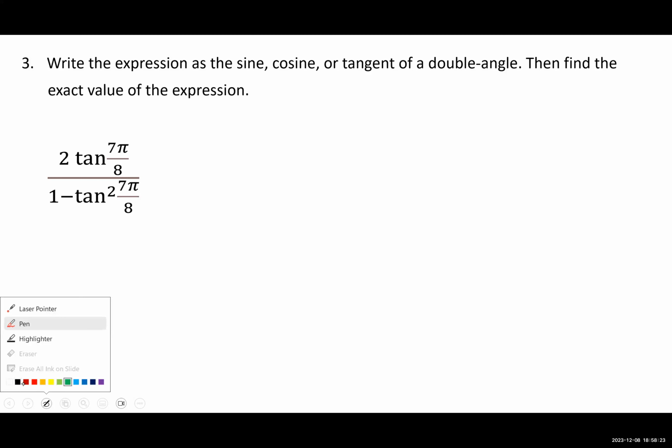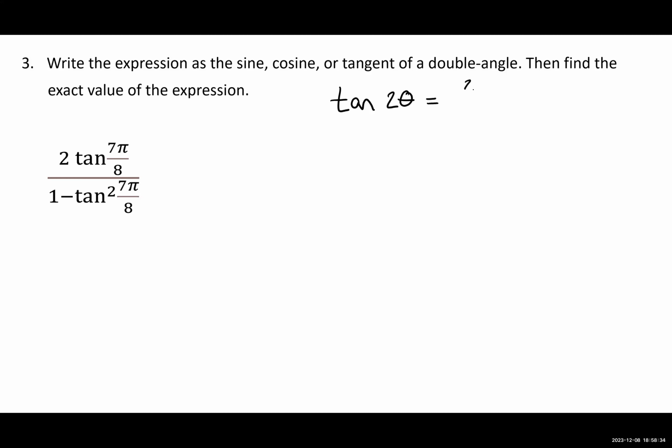Well, first, let me just copy down the formula for the tangent of 2 theta. That's 2 times the tangent of theta divided by 1 minus tangent squared theta. All right, the directions say, write the expression as the sine, cosine, or tangent of a double angle. So we definitely want to look at the double angle formula, and this is the double angle formula for tangents. Tangent of 2 theta is 2 times the tangent of theta divided by 1 minus tangent squared theta. Well, what is theta in this problem?